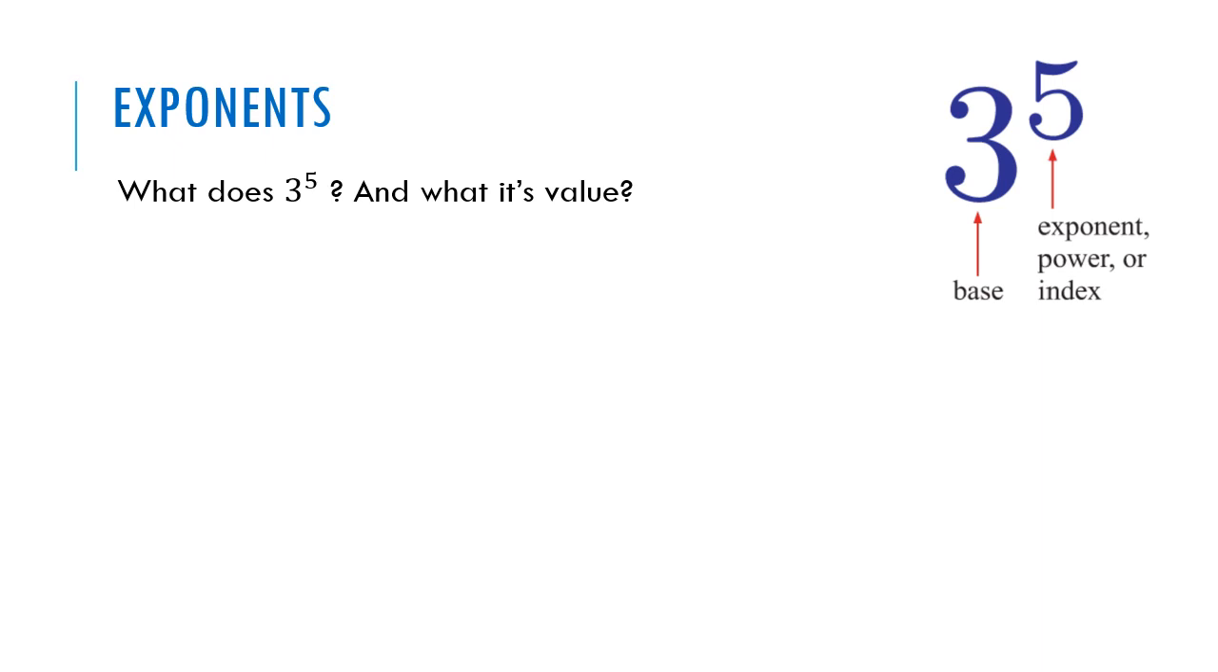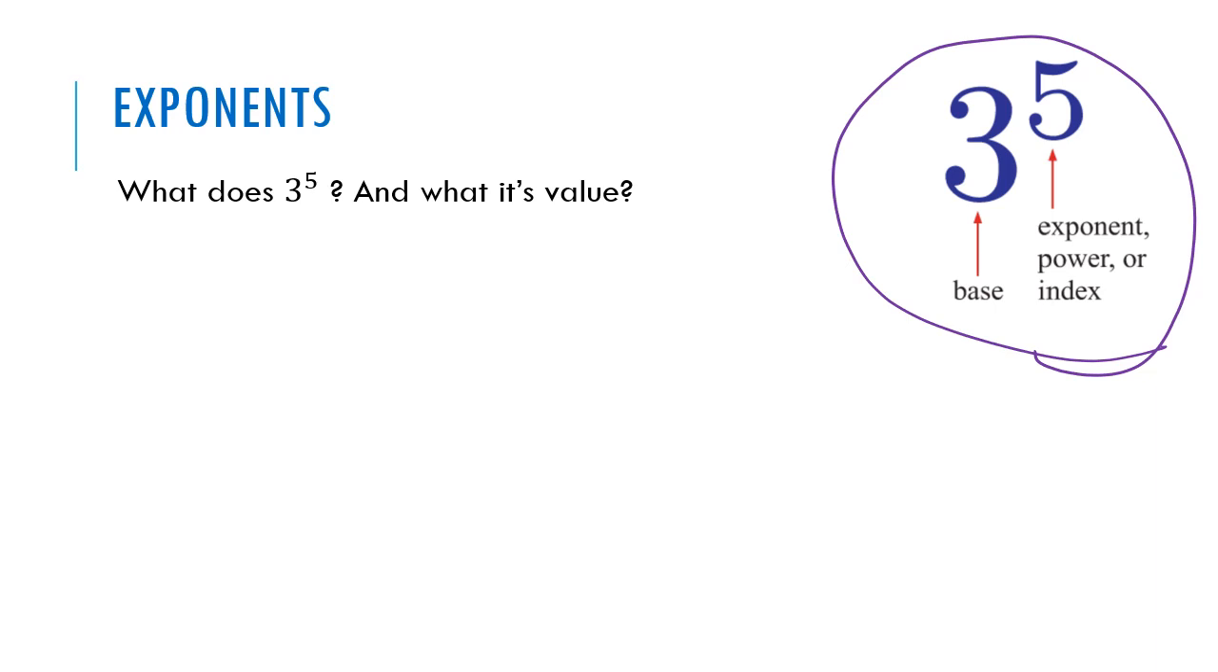Going over the vocabulary, our big number here, our base, is the 3. It's the visually larger printed number. And then we have its exponent. Sometimes it's called a power, sometimes it's called an index. I usually refer to it as exponent or power. So what does 3 to the fifth really mean?